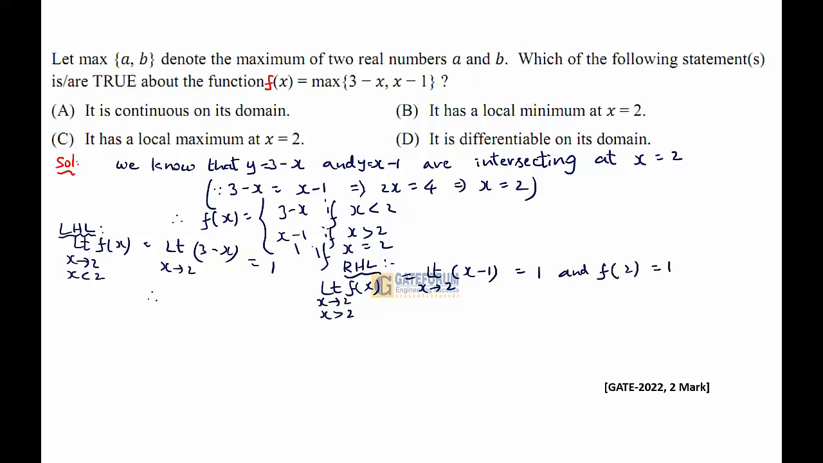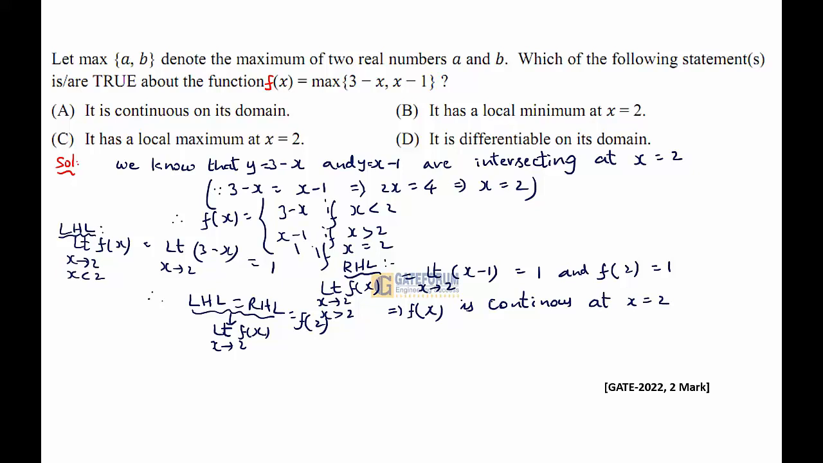So therefore, LHL is equal to RHL is equal to the function value at x is equal to 2. So whenever LHL equals RHL, the limit exists. Limit x tends to 2, f of x, implies f of x is continuous at x is equal to 2. Similarly, because f of x is a polynomial function, for all other values of x also this is continuous.